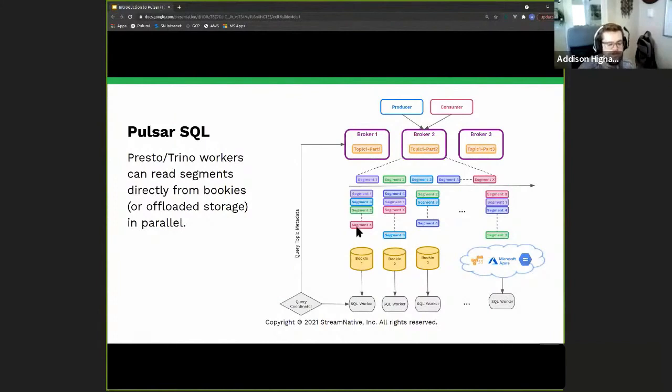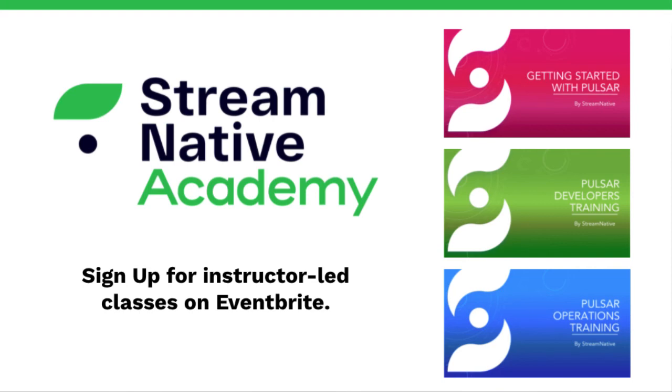And then finally, to talk once again a little bit about this batch access. So this allows for things like Pulsar SQL built on top of Trino to directly read from BookKeeper as well as tiered storage, and then to, in parallel, answer questions about your streaming historical data. So once again, a very unique capability unlocked by Pulsar's architecture.